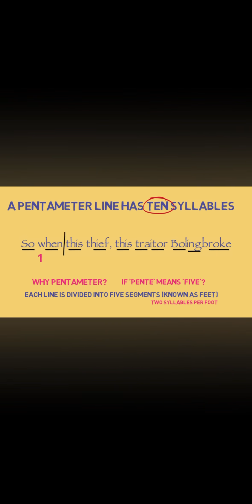Now, incidentally, this does not mean that a word must be contained within one specific foot. Words often fall into different feet. For example, the 2 syllables of the word traitor fall into feet 3 and 4, whilst the 3 syllables of the word Bolingbroke fall into feet 4 and 5. So now we know why the verse is called pentameter, but why is it called iambic?